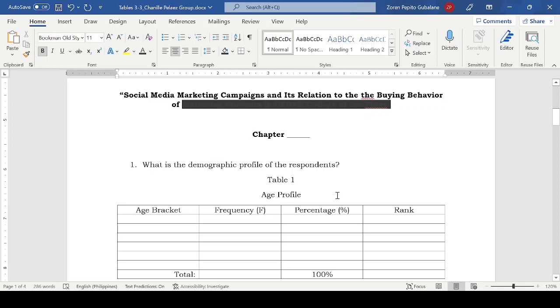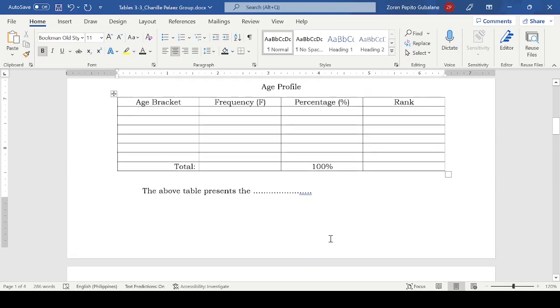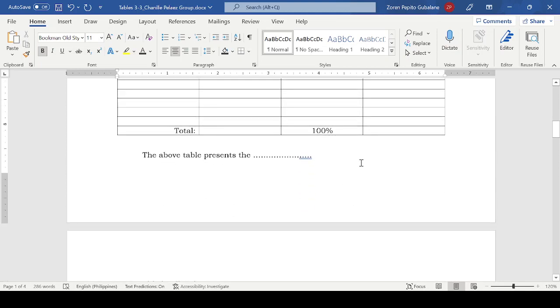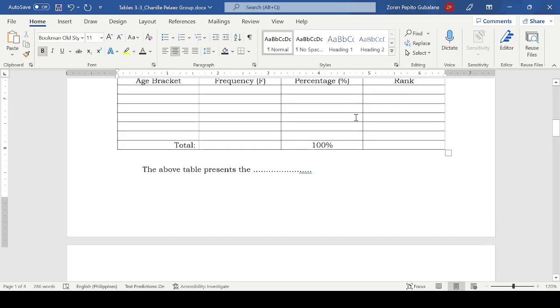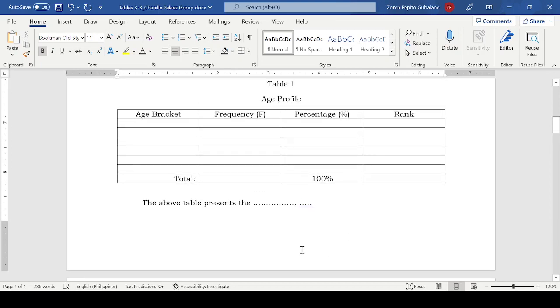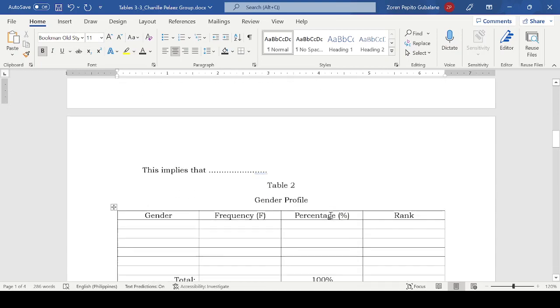So that is very important. Take note ninyo na dapat isusulat nyo muna yung statement of the problem. And then after that, saka ninyo ilalagay yung inyong discussion about the table. For example, the above table presents the blah blah blah. So you are converting the content of the above table into a paragraph, of course, with all the necessary details na kailangan ninyong ilagay dyan, dapat i-discuss yan.